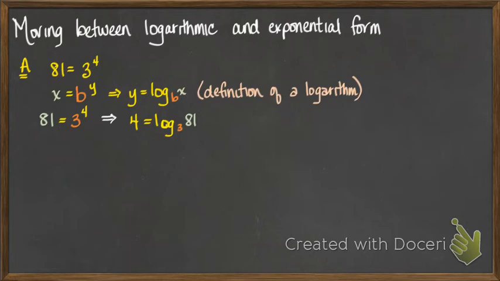This supports that idea that logs are exponents. We're asking ourselves, well, 3 to what power would get me 81? The answer is 4.